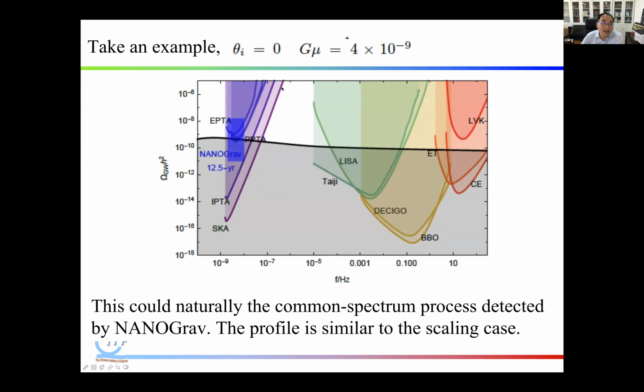And take an example. Suppose the initial value is at the false vacuum. Take the tension equal to this one. This is the energy spectrum. And as you can see, this one could naturally explain the common spectrum process detected by NANOGrav. This is the NANOGrav observation. These are the different sensitivities of the detectors.